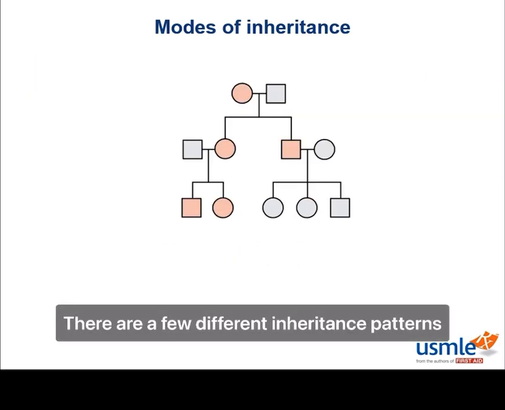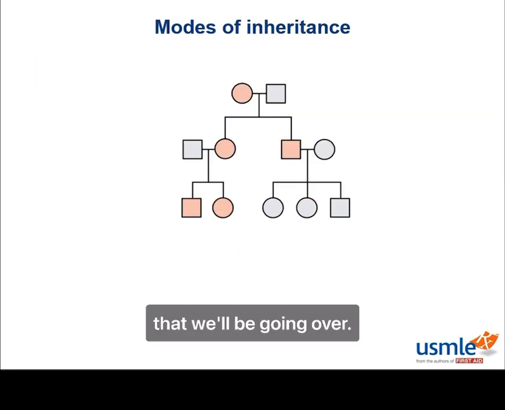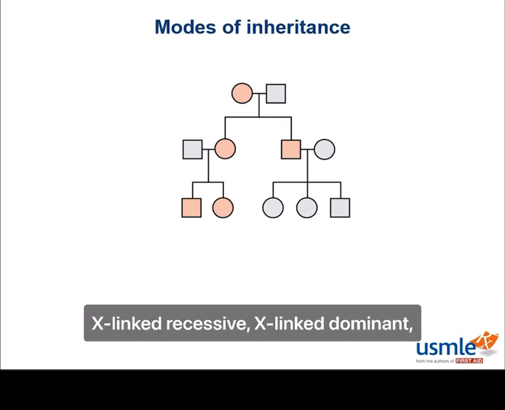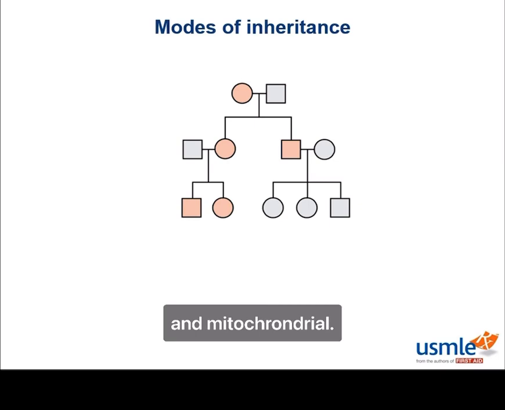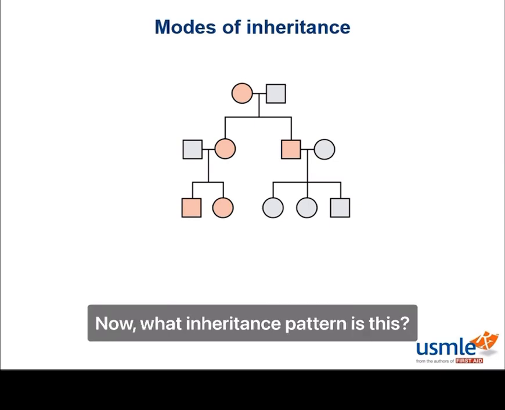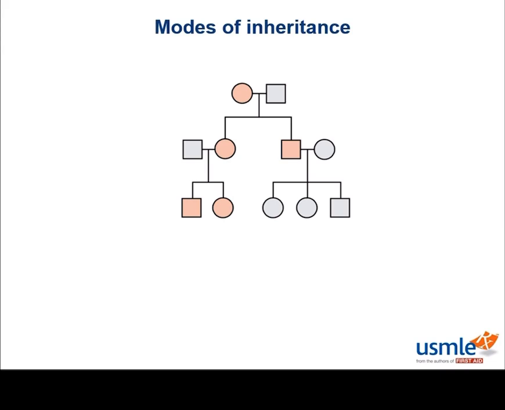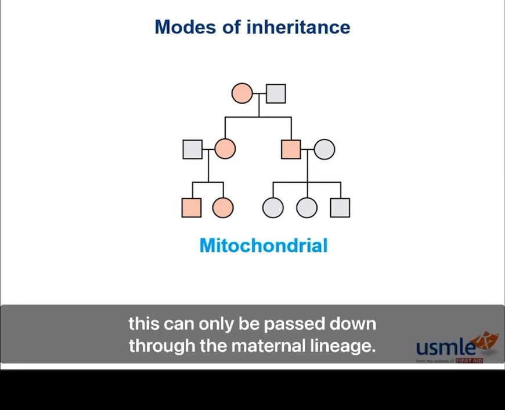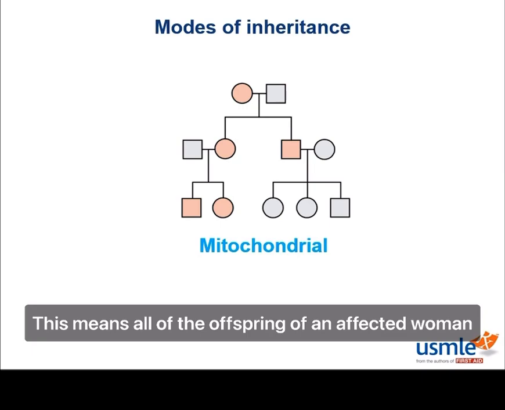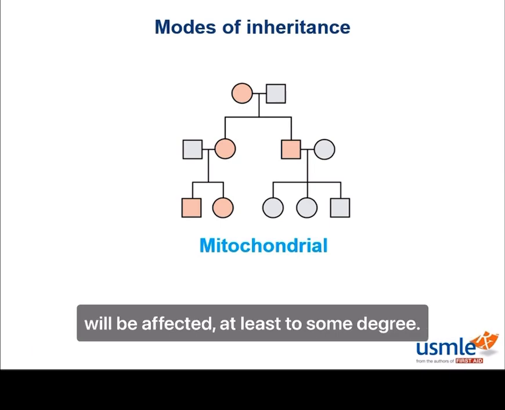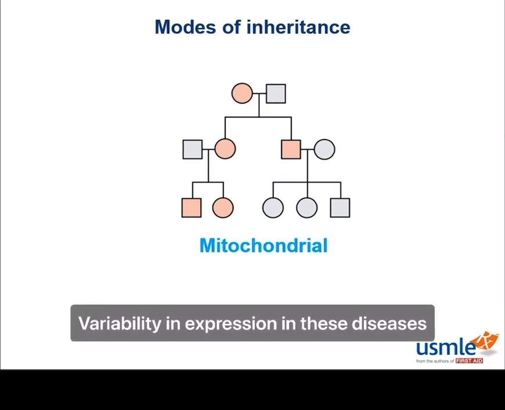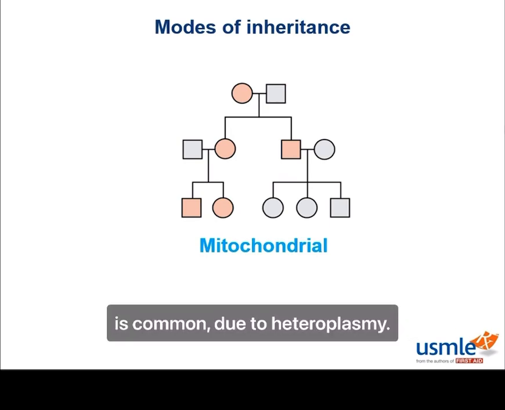And there are a few different inheritance patterns that we'll be going over. There's autosomal recessive, autosomal dominant, X-linked recessive, X-linked dominant, and mitochondrial. Now, what inheritance pattern is this? It's mitochondrial. Since everyone's mitochondria comes from their mother, these can only be passed down through the maternal lineage. This means all of the offspring of an affected woman will be affected, at least to some degree. Variability in expression in these diseases is common due to heteroplasmy.